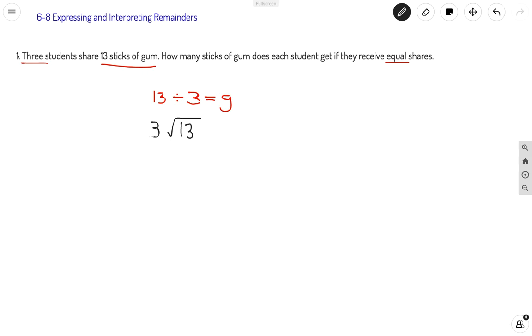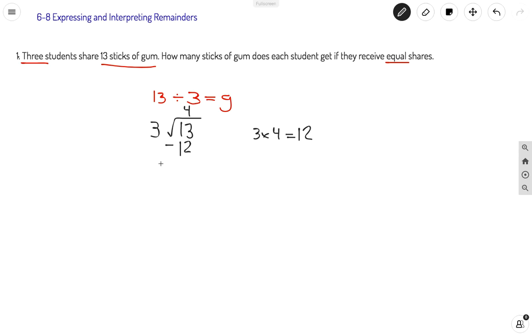If you remember from the last few lessons, I'm going to ask myself, okay, how many times does 3 go into 13 evenly without going over? So as close as I can possibly get. And I think of my fact 3 times 4, which will give me 12. So I know that 3 can go into 13 at least 4 times. And it's going to give me 12. 3 times 4 is 12.